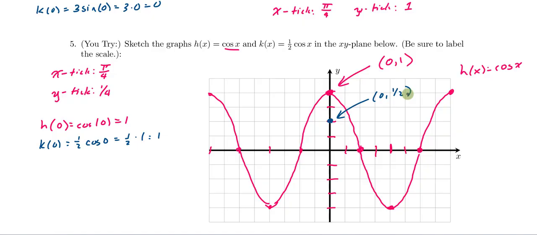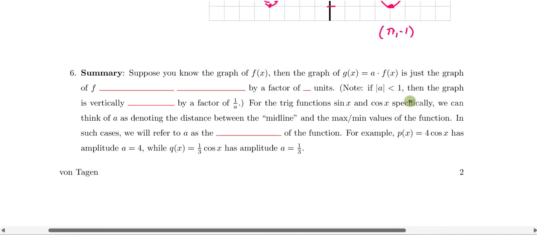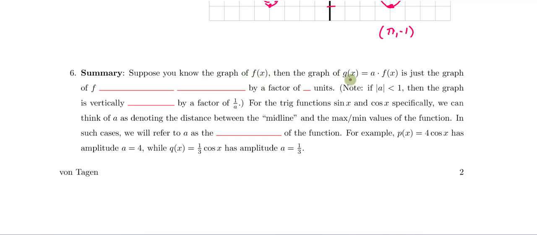Okay, folks. So just to summarize what we just saw here: if I were to take the graph of some known function f of x and create a new function called g of x by multiplying f of x by a value of a, this is just the graph of f vertically stretched by a factor of a. If a is less than 1, then rather than saying vertically stretched, you're fine to say that it's vertically shrunk by a factor of 1 over a.